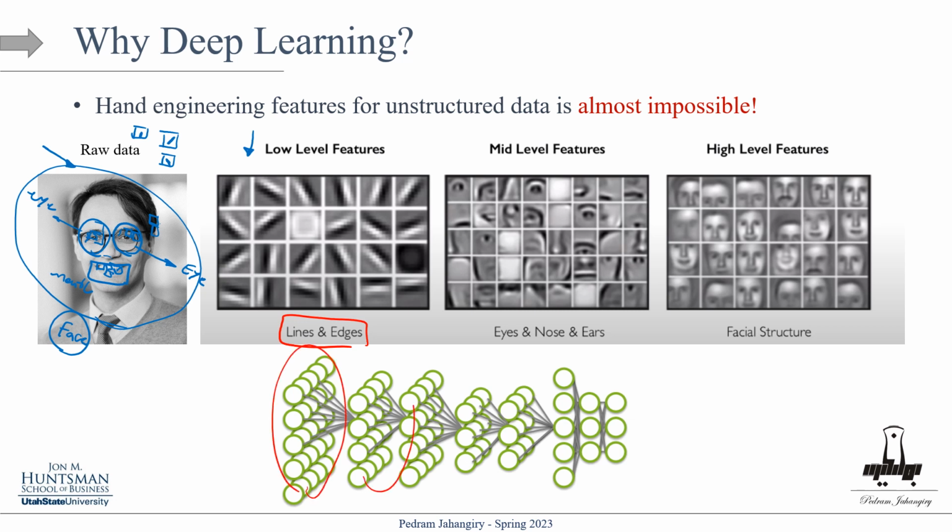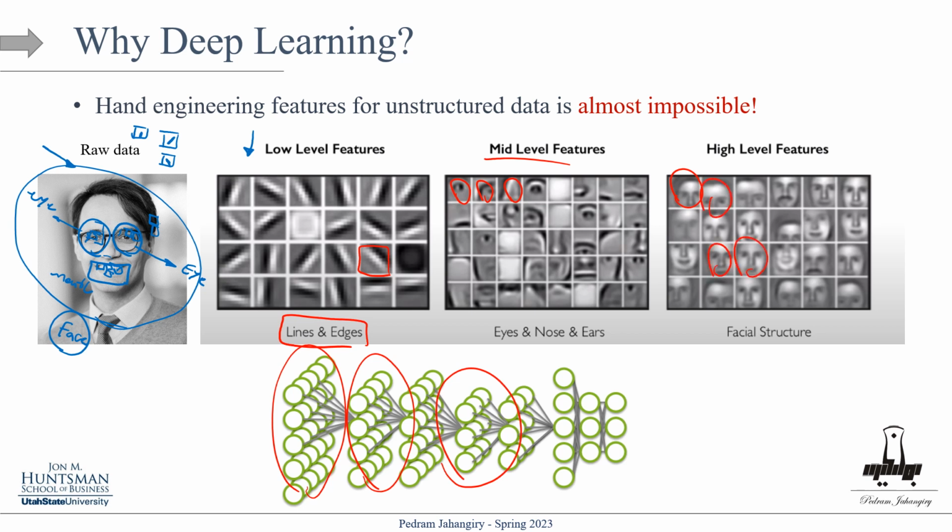In the next layer, we're going to combine a bunch of these lines and edges, and look at them from further away, and come up with some mid-level features, right? So maybe joining a bunch of these lines and edges is going to tell us, okay, this is an eye, this is a nose, and so on. So these are the mid-level features. And then in the next layer, we're going to combine those mid-level features to come up with some high-level features. So this is a face, this is a face, this is a face, right? So these are different facial structures.